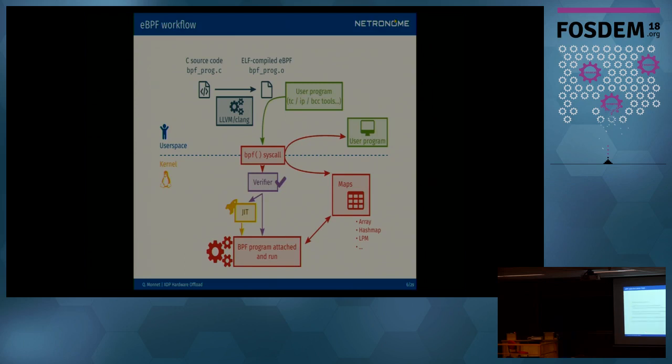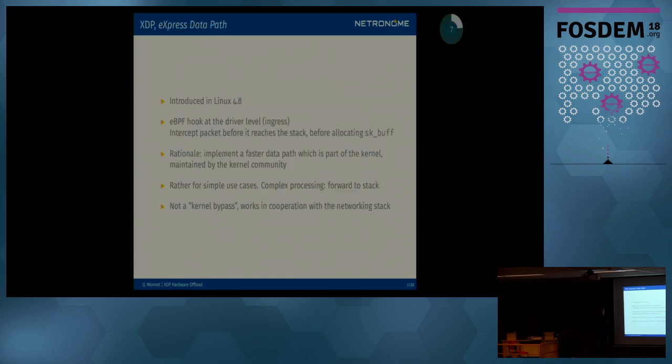And now we have another hook than TC, which is at the driver level. So the idea behind XDP, for Express Data Path, is that we want to get the packets as soon as possible, not to send them to user space, such as with DPDK or other user space kernel bypass solutions. We want to process them, possibly in cooperation with the stack, but before they really reach the kernel stack. So the idea is to hook inside the driver and to run your BPF program at this point.